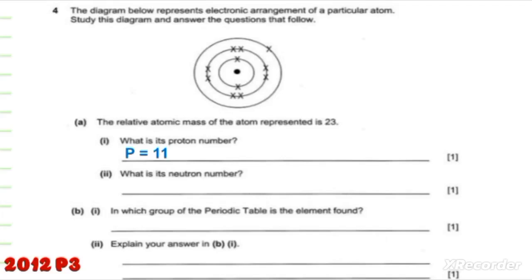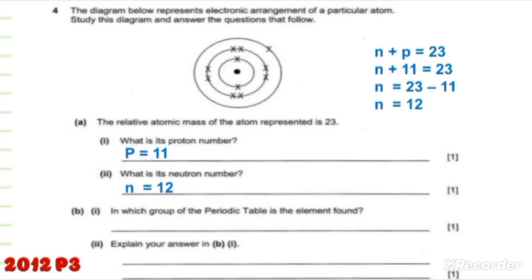We move to the next question, which is question 4a, Roman numeral 2. What is the neutron number? To find the neutron number, we say neutron plus proton is equal to the mass number, 23. Do we have the proton number? Yes, we have the proton number, which is 11. We collect the like terms: 23 minus 11, we get 12. So the neutron number is equal to 12.